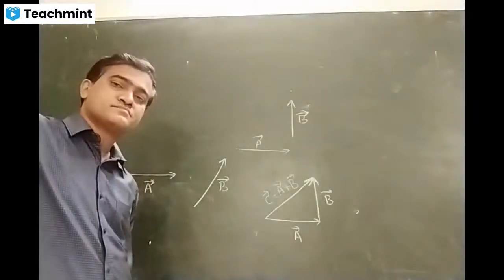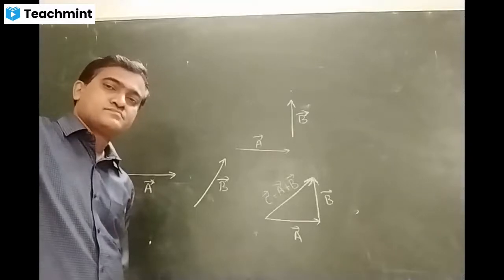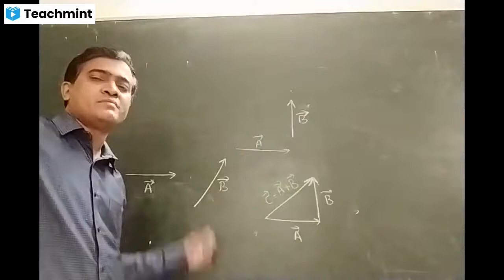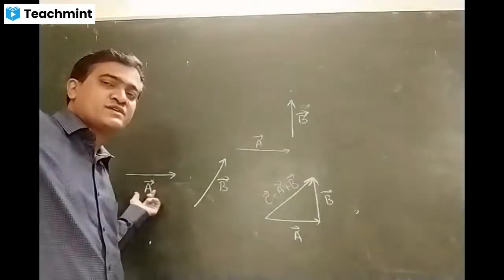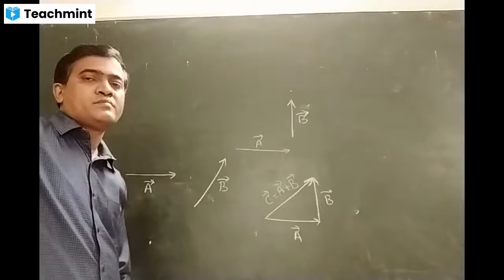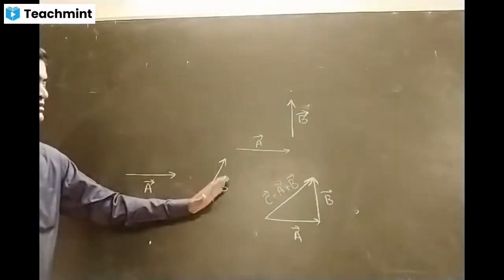Change the position of A bar or B bar. Let me treat A bar as the first vector and B bar as the second vector. Now, B bar should be slid parallel.